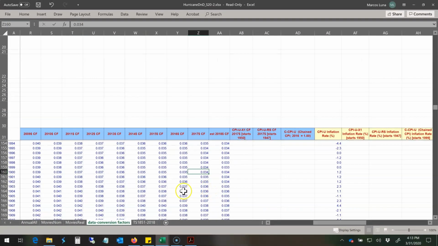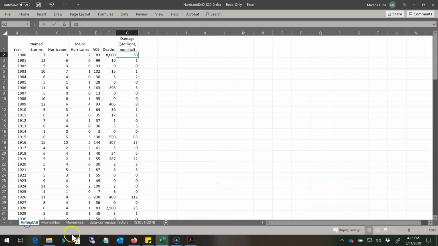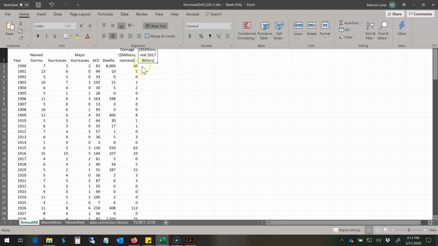So what that means is that in our original data set here, we're going to add a column to calculate real dollars. So I'm going to add a column and I'm going to call it damage, keeping the same units, millions, but I'm going to call it real 2017 dollars, which is kind of a mouthful. But that's what we're looking at, and I'm going to wrap that so it's a little more readable. There we go.